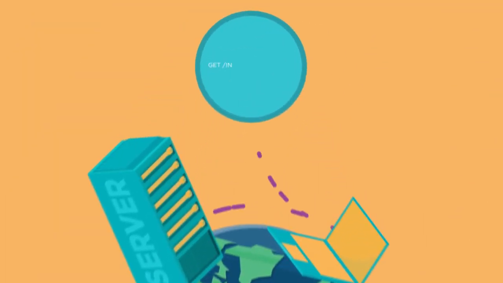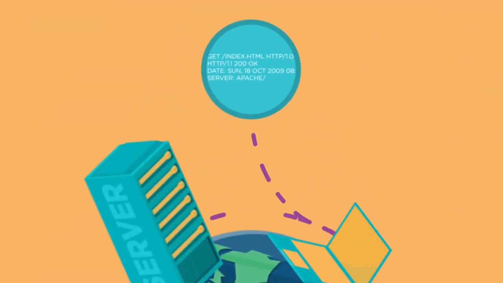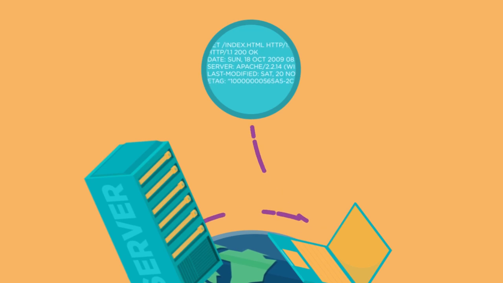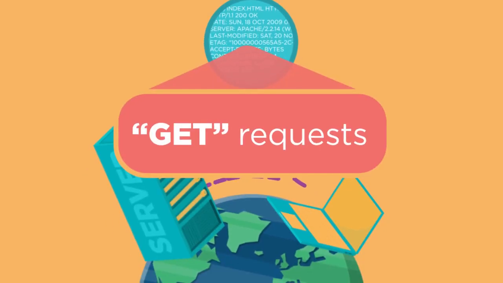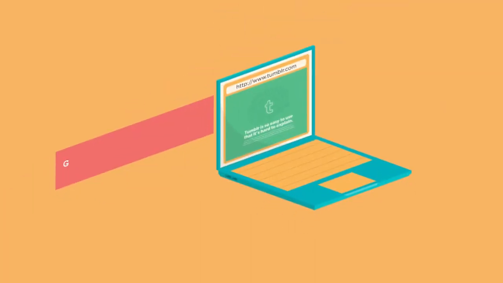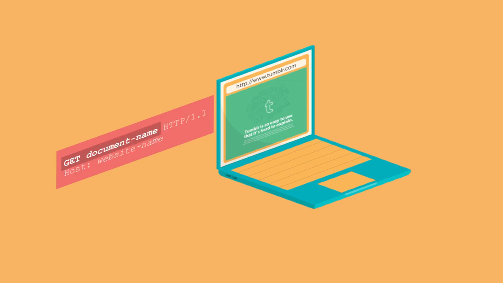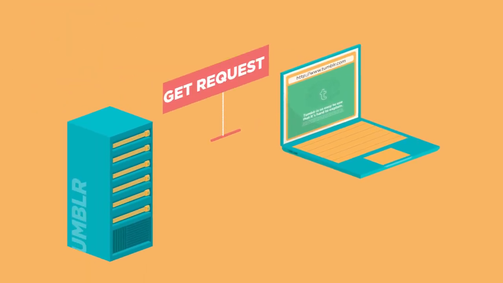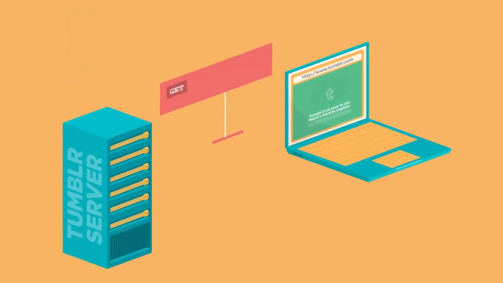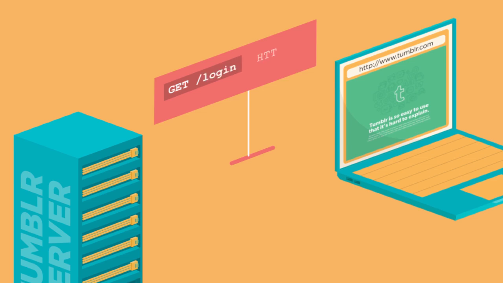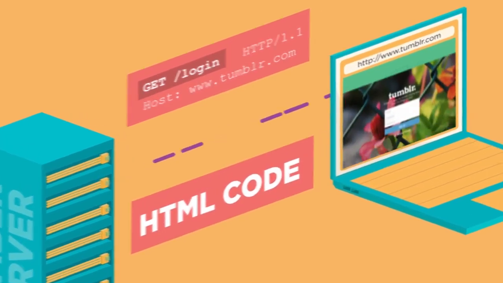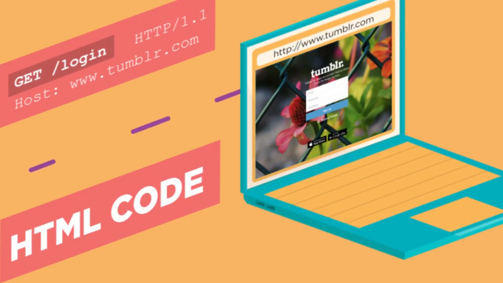If you were to intercept the conversation between your computer and a web server on the internet, it's mainly made up of something called GET requests. And those are really very simply the word GET and then the name of the document that you're requesting. So if you're trying to log into Tumblr and load our login page, all you're doing is sending a GET request to Tumblr's server that says get /login. And that tells Tumblr's server that you want all of the HTML code for the Tumblr login page.